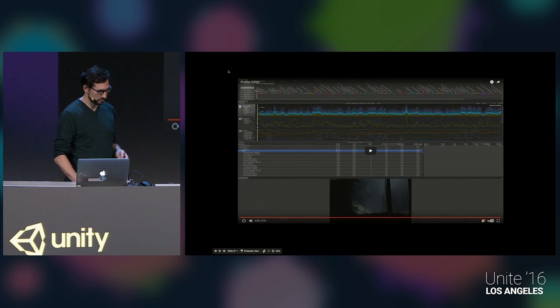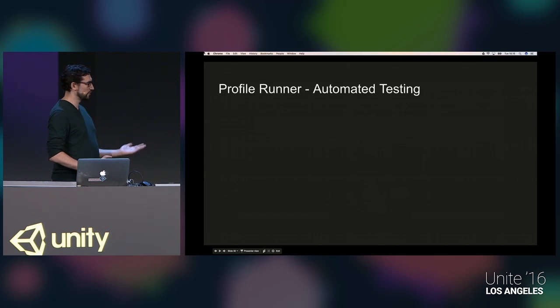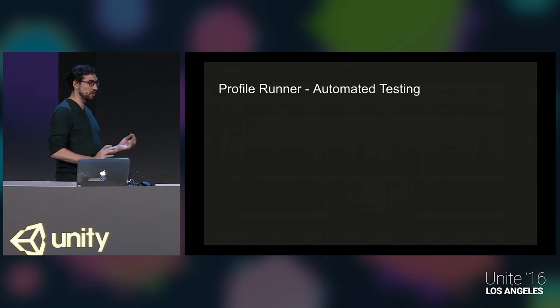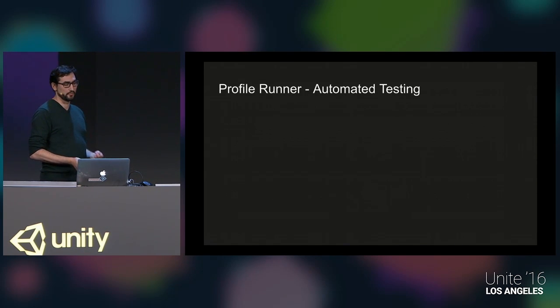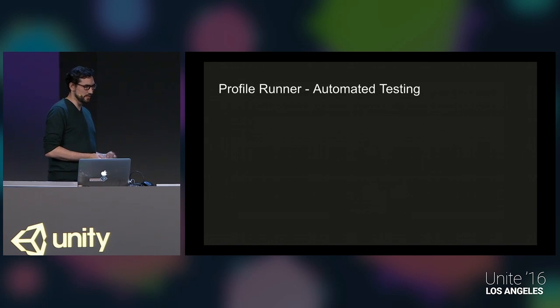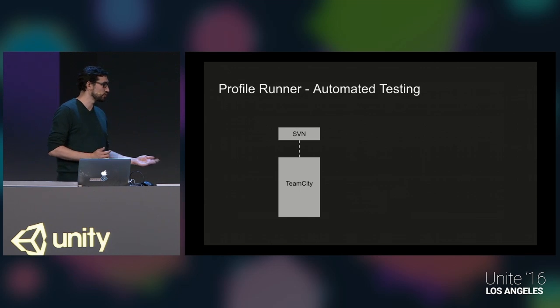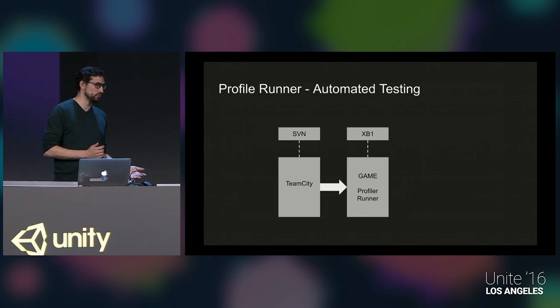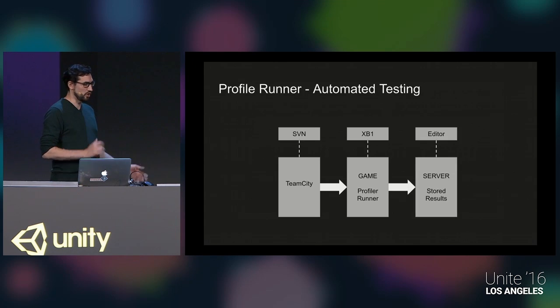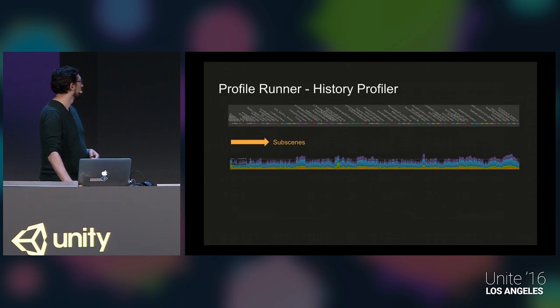Then there is automated testing. Since there's not a lot of manual interaction in this profile run, it's a good candidate for setting up automated testing, using an automated build system called TeamCity, which is linked to SVN. On a daily basis, we would make a build, run the profiler on our target platform, which was the Xbox One, and then copy the result to a server that we could extract from the editor.